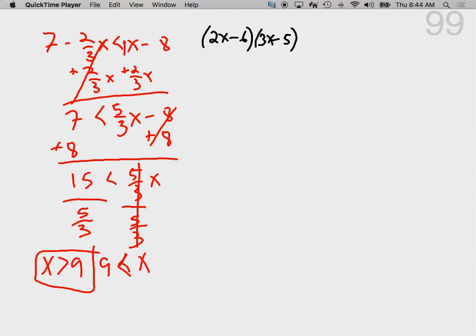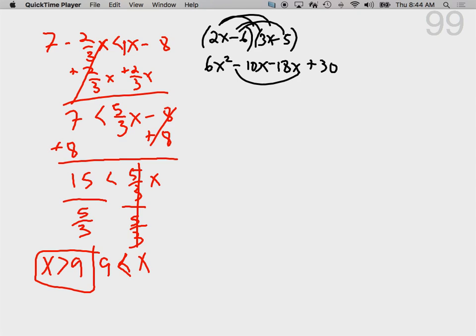Double distribute. First I distribute the 2x, cover up the negative 6. 2x times 3x is 6x squared. 2x times negative 5 is negative 10x. Now I'm going to cover up the 2x. Danger, danger, danger, what kind of 6 is that? Negative. So negative 6 times 3x is negative 18x, and negative 6 times negative 5 is plus 30.